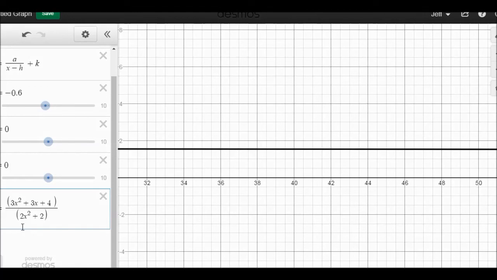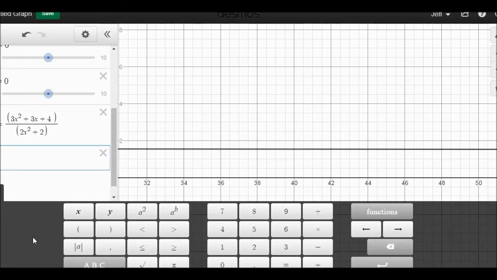So, I wasn't going to do this today, but you guys are just begging for it. When the degrees are the same, the horizontal asymptote is the ratio of the leading coefficients of each polynomial. Oh, beautiful.